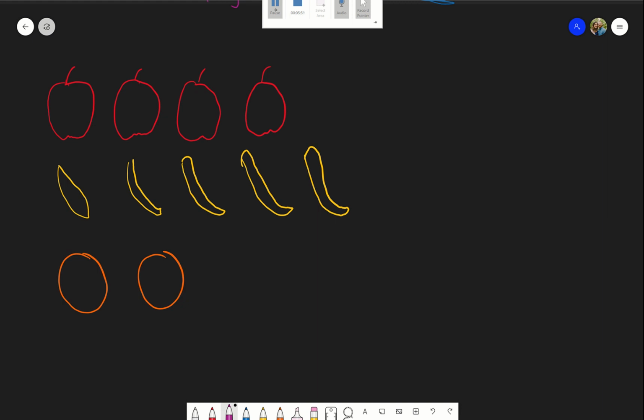What is my ratio of apples to oranges? Well, the first value here is the value that I want to put on top, and the second value is the value I put on bottom. So this is going to be a ratio that's apples to oranges.